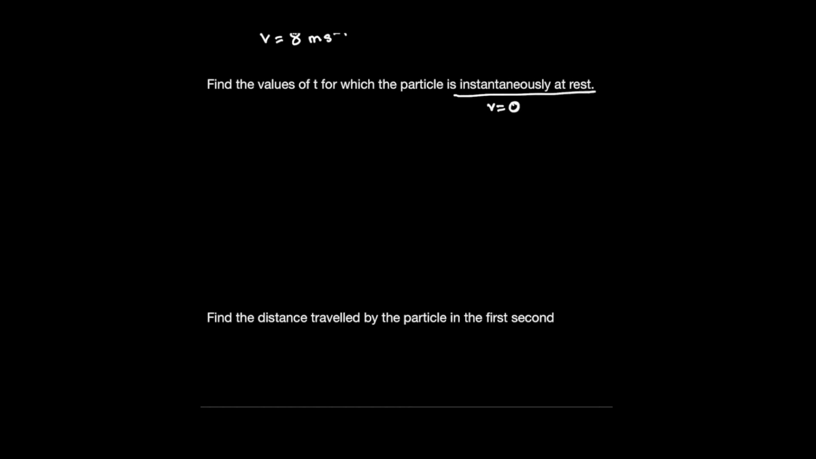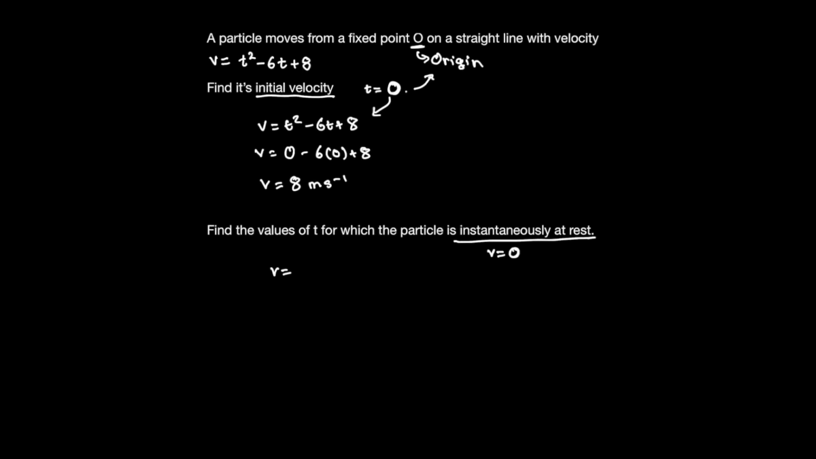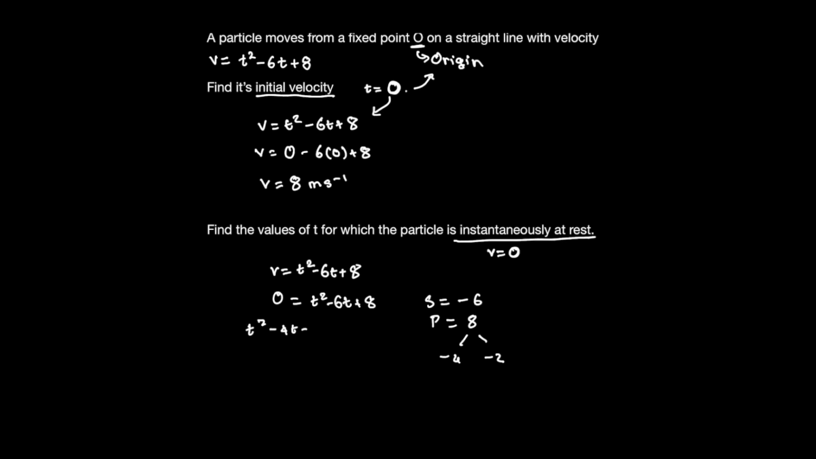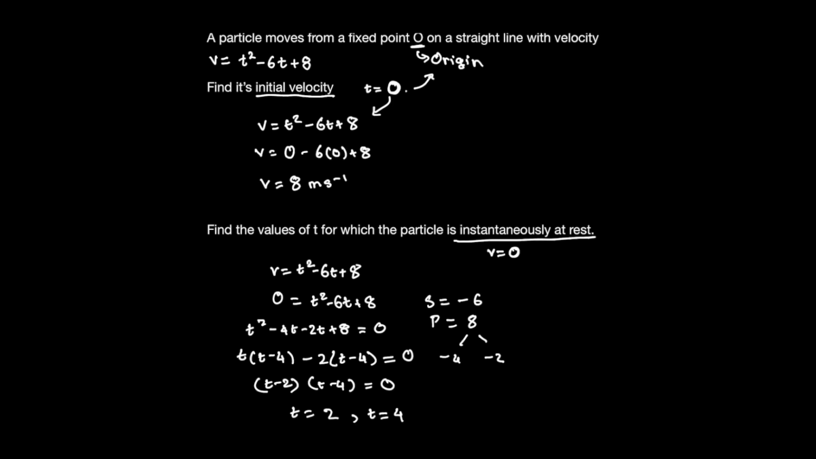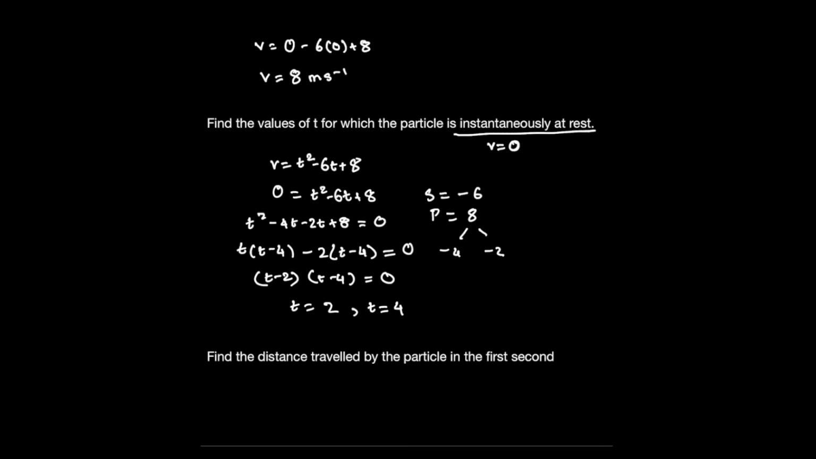Since we know v is equal to 0, and we already know that v is equal to t square minus 6t plus 8, when we substitute 0, it's just a simple quadratic equation. Let me just solve this super fast, because this is very basic. You should probably know how to do this. The particle is instantaneously at rest at t.